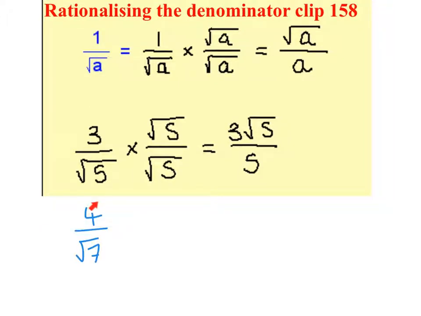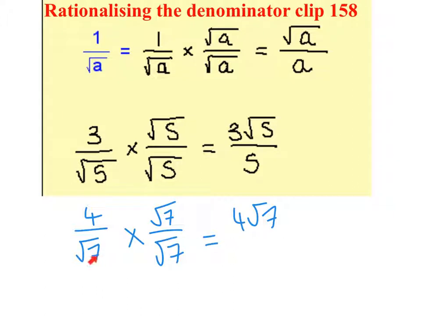So now let's say we have 4 over root 7 and we want to rationalise the denominator. We multiply the numerator and the denominator by root 7. So 4 times root 7 is 4 root 7. And root 7 times root 7 is 7. So here we have rationalised the denominator. We don't have an irrational number anymore, it's now rational.